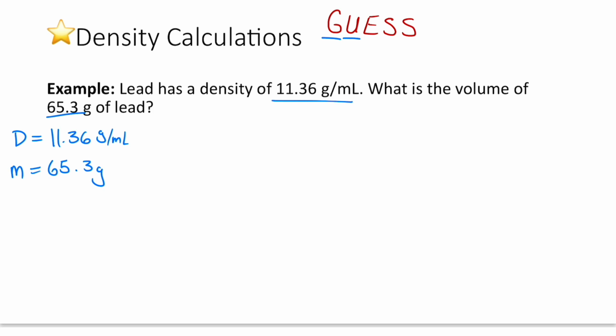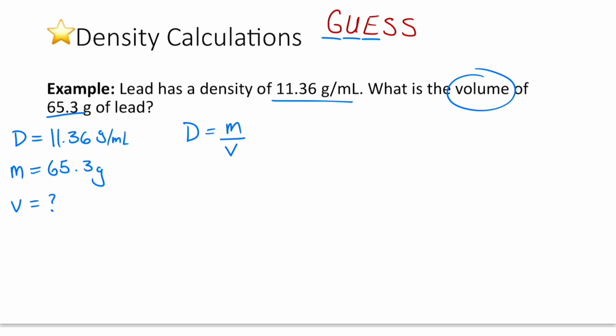Next up is our unknown. Volume is what they want us to find. So we've got givens, we've got unknowns. Next is equation. Well, our density equation is mass divided by volume. Now, at this step, we can make 2 choices, right? We can immediately jump into substitute and solve, or we can rearrange our equation first to solve for our unknown. I like to rearrange the equation because I think it's a little neater, but either way should get you the correct answer.